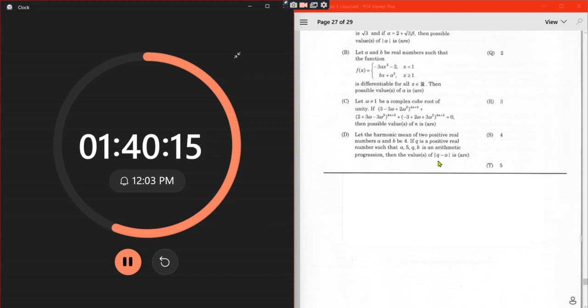We'll use this later. And what else was given? 1 upon a plus 1 upon b is equal to 2 upon 4, so it's 1 upon 2. Okay, right, now we'll have to use this thing. I can probably put 15 minus 2 here, yeah.